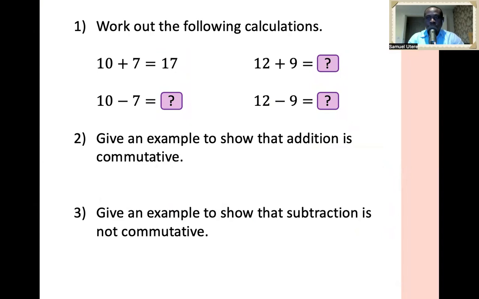So here you were simply asked to work out the calculation. So 10 add 7 is 17. Next, you were asked to work out the other one. So 10 subtract 7 is equal to 3. 12 add 9 is 21. And 12 subtract 9 is 3.